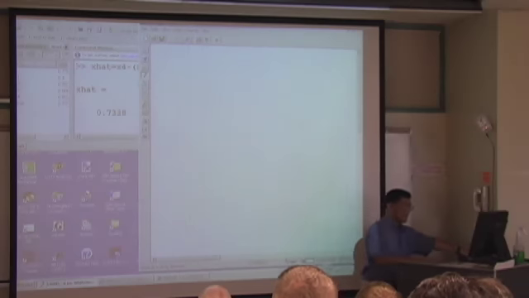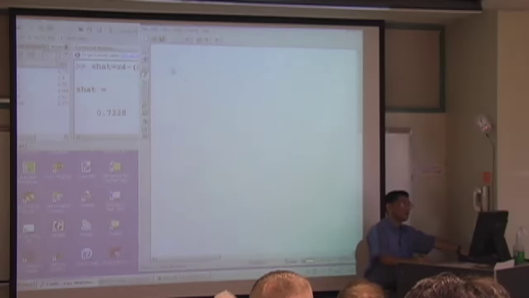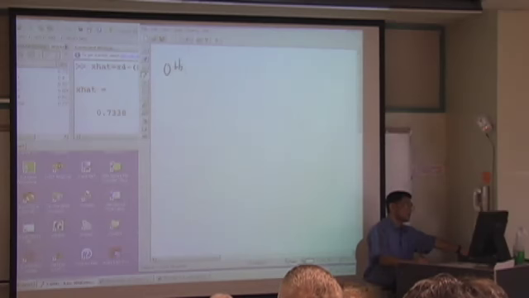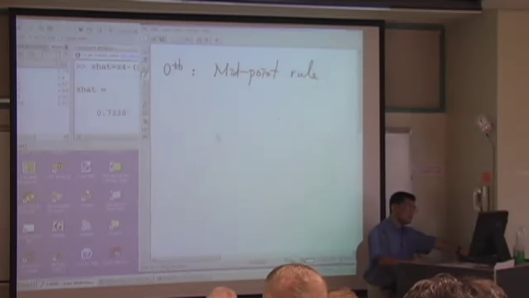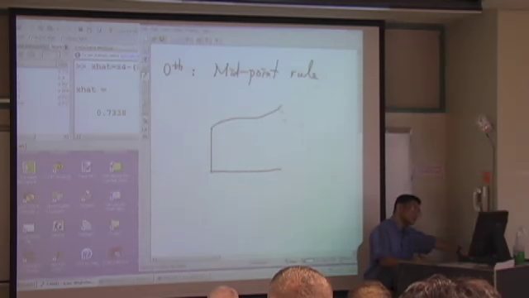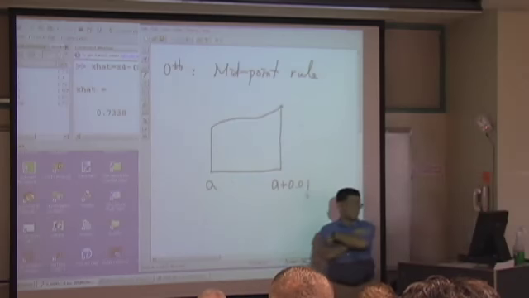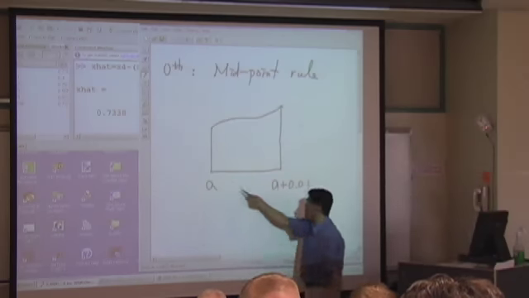So what about the small piece? Small piece is this one. Area of the small piece in zeroth order function. Zeroth order function gives us the midpoint rule, right? Midpoint rule. Then we pick the middle point of the two. So let's not be too extreme, right?